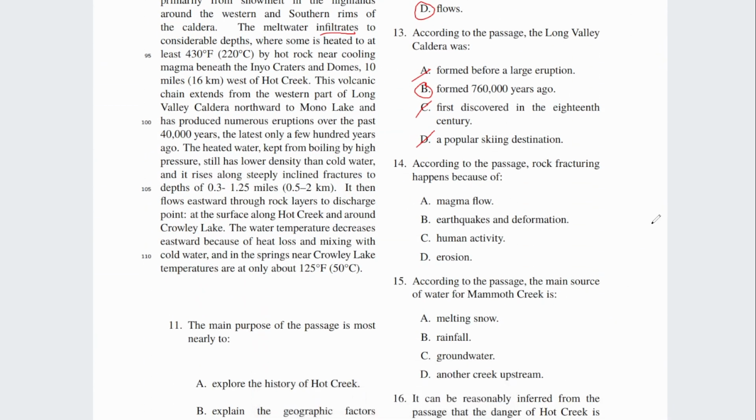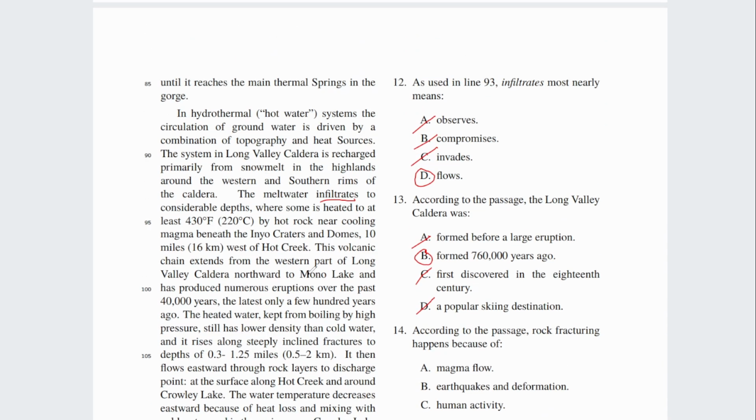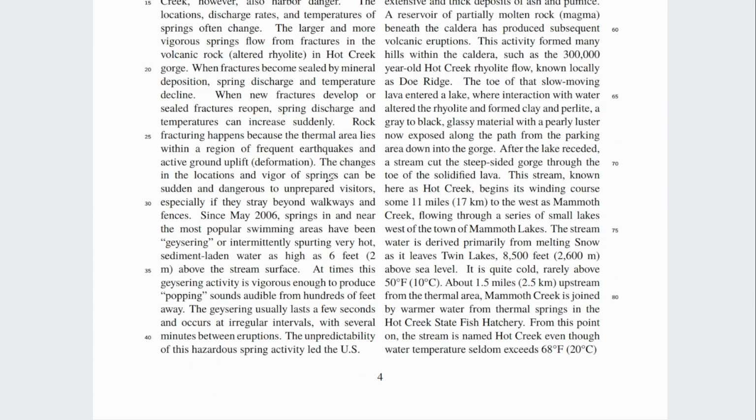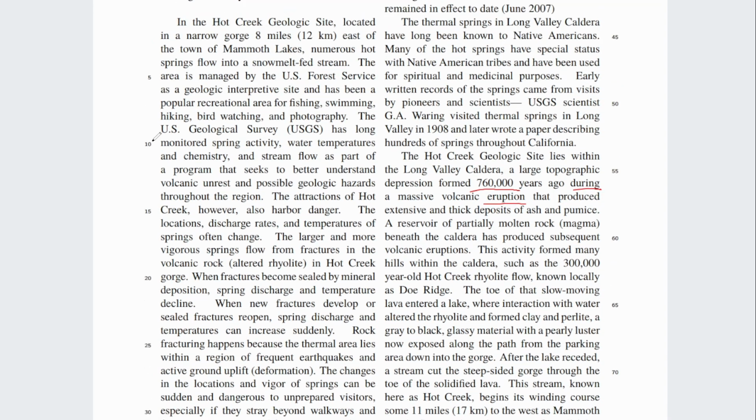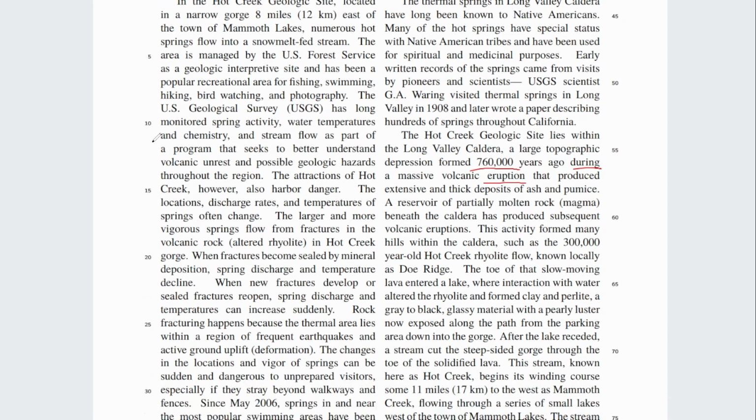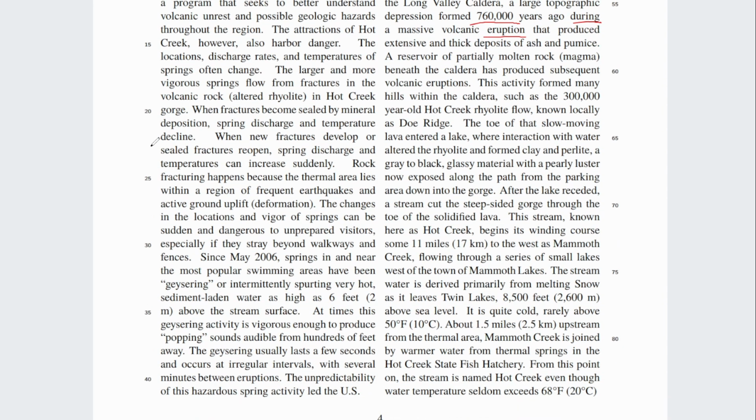Okay, according to the passage, rock fracturing happens because of what? Well, remember, our first part of our structure is about geysering, which happens because of rock fracturing, or is about the same stuff. Right, so we can come down here and just find where it says something about rock fracturing. If we quickly scan through the passage, fractures. We have fractures here, and fractures here.